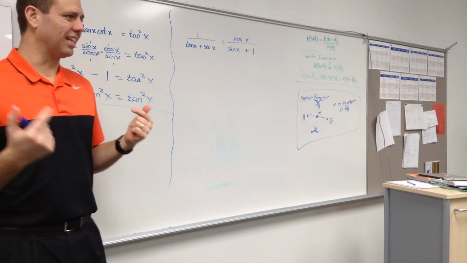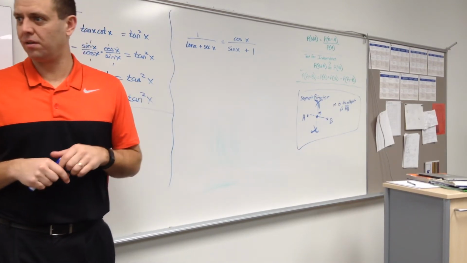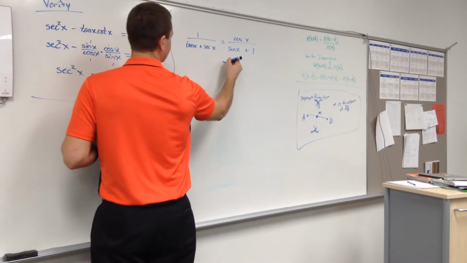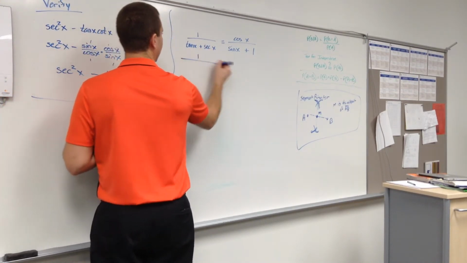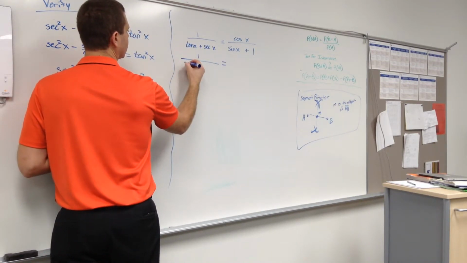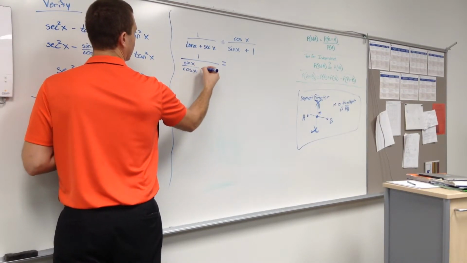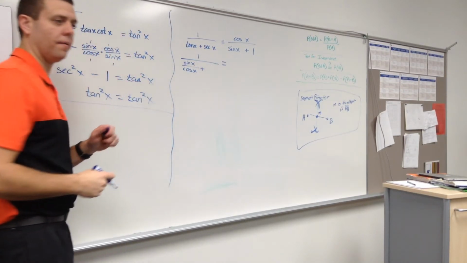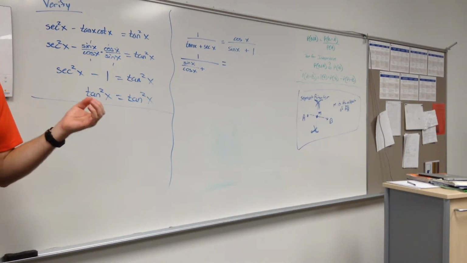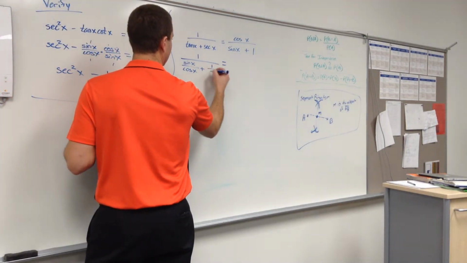That will be your logic a lot. Change everything into sines and cosines to make it look like the other one. So let's change this side into sines and cosines. Tangent is really what? Sine over cosine. Y over x, so sine over cosine. And secant is really what? Reciprocal of cosine. So 1 over cosine.